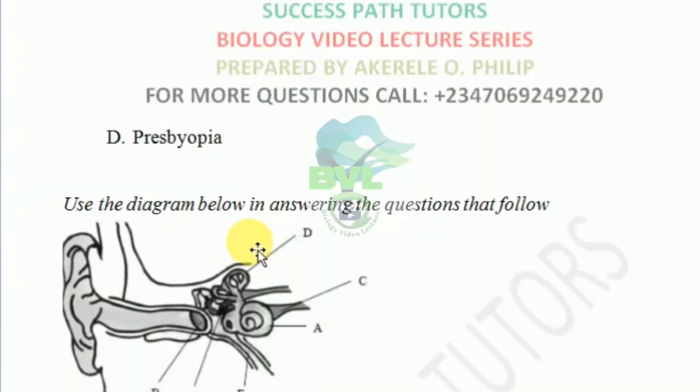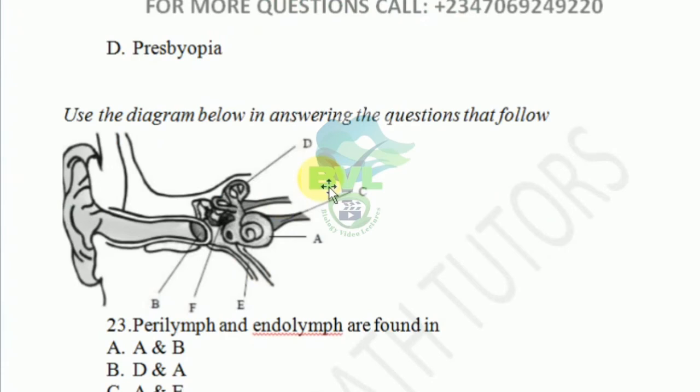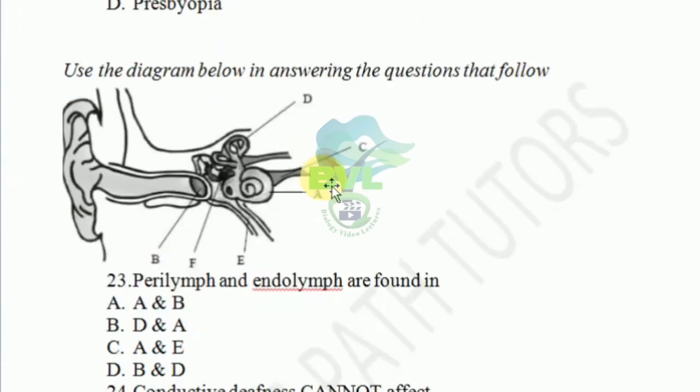Okay, let's move on. Use the diagram below in answering the questions that follow. This is the diagram of the mammalian ear. So let's label what is here. A is cochlea. B is tympanum, or otherwise called eardrum. C is auditory nerve. D is semicircular canal. E is Eustachian tube. F will be the ear ossicles.